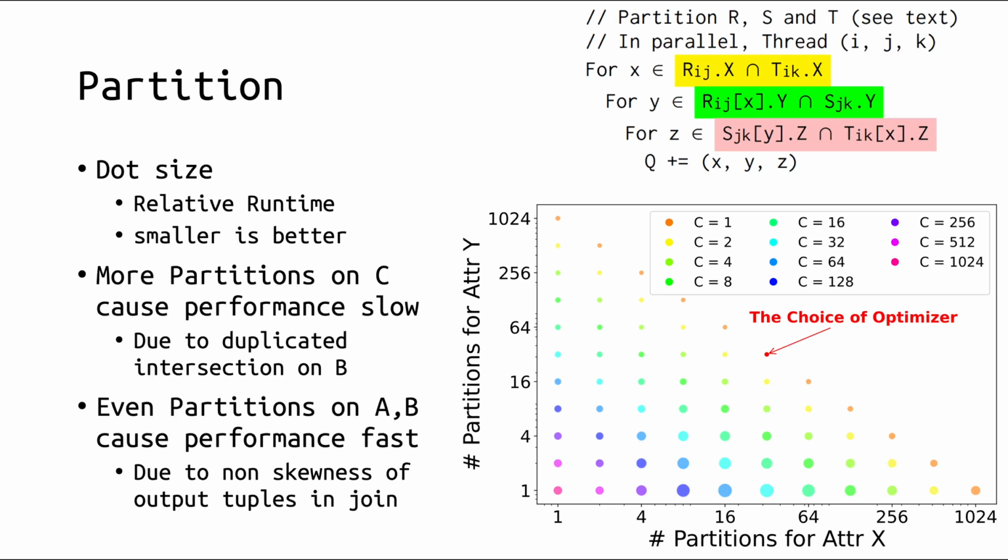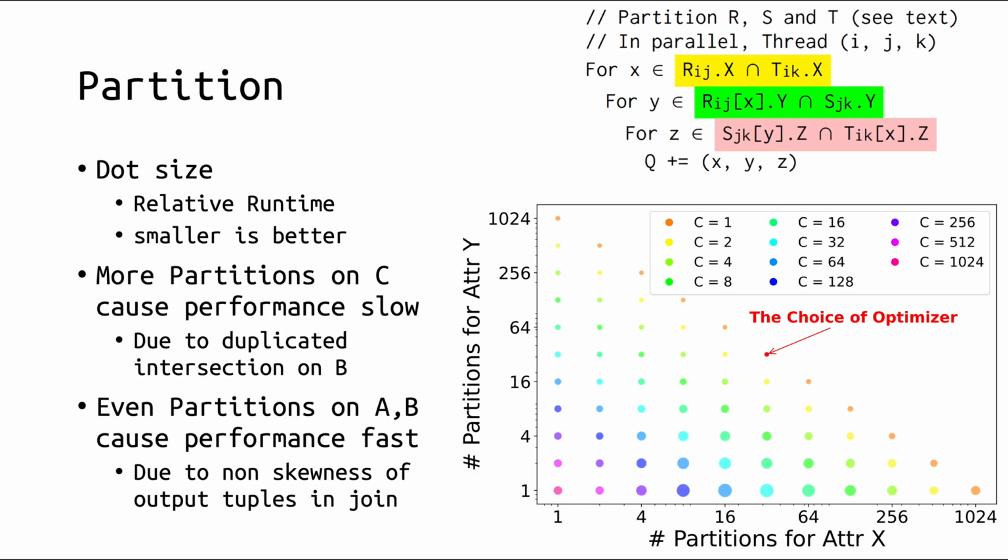We have a similar analysis on the choice of the partition shares. We run the triangle query using 1024 threads and consider all possible ways to factorize it into 3 variables. Here, the x and y axes show the number of shares assigned to variables x and y. Thus, the number for z can be inferred and is shown in the color of the dots. Then the size of each dot represents the runtime.